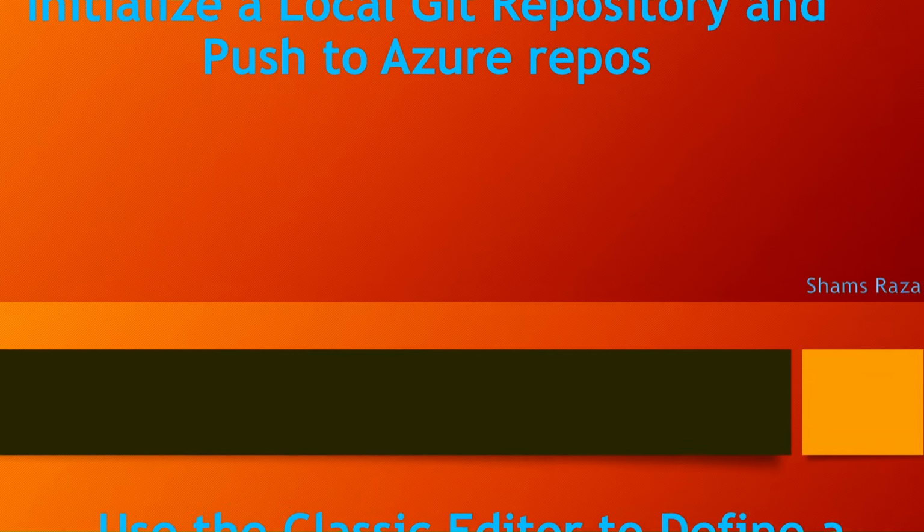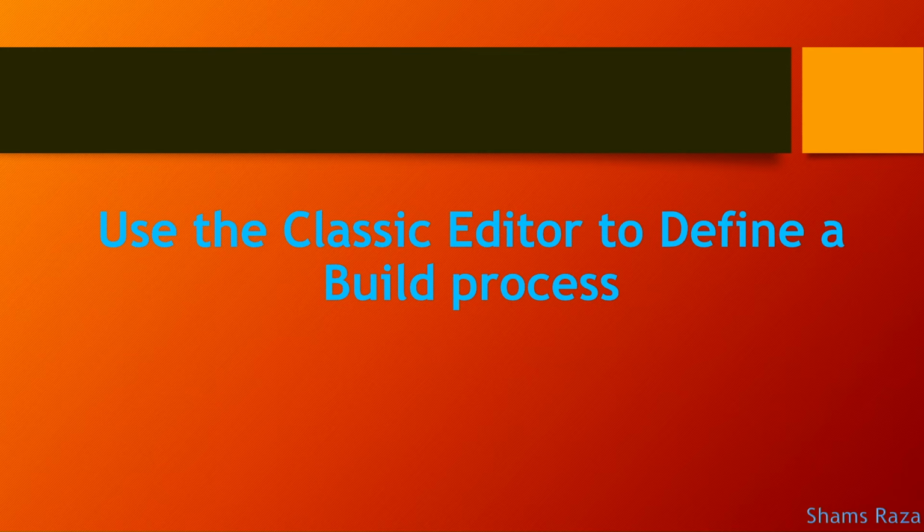So our next step would be to use the classic editor to define a build process for the build pipeline. So there are multiple ways to create a build pipeline. In this stage, we will be using the classic editor. That is a more accessible method for creating the pipelines, especially for the beginners and those who are not familiar with writing pipelines as code, for example, using YAML, etc.